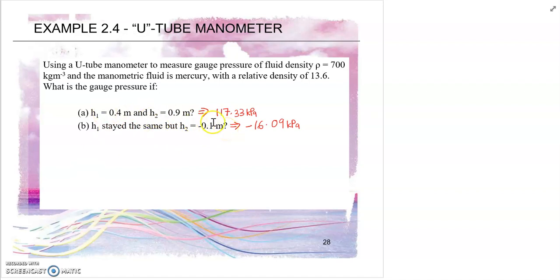So please try, and I've already included the answers here. Alright, please try, and we'll see. For H2, you don't need to put a negative sign, okay? You just plug in 0.1 meter, because the equation itself already has a negative in front of it. So please do this exercise and compare with my final answer.